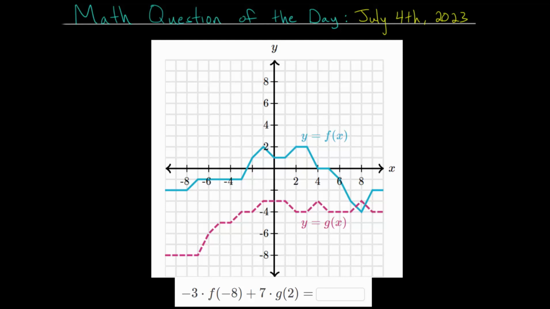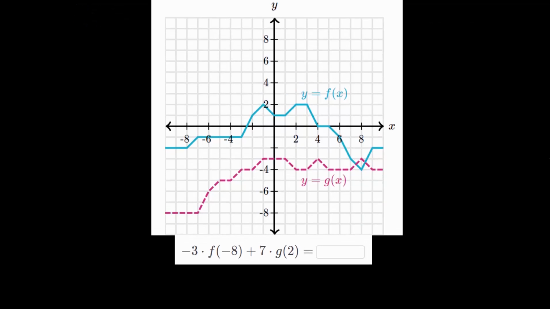Now, assuming that you have attempted the problem, let's start working through this. We need to evaluate this expression here, which I can rewrite as minus 3 multiplied by f of negative 8 plus 7 multiplied by g of 2. The key idea is that we need to figure out what these functions evaluate to at their different x values, and then we can substitute in those values and evaluate this entire expression.